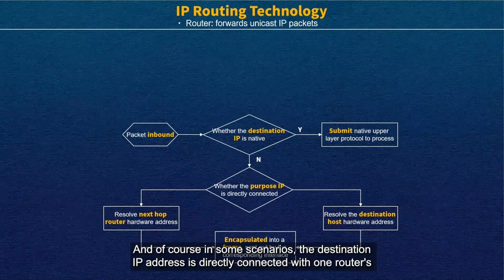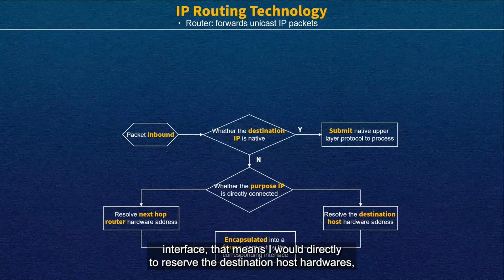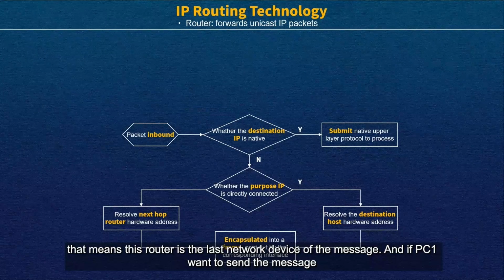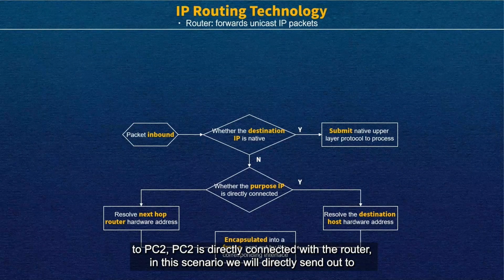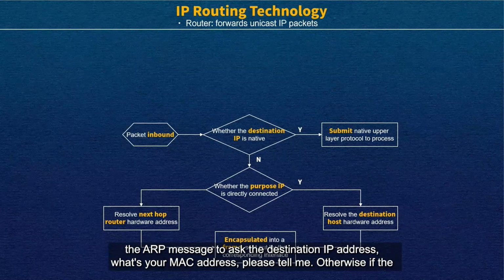And of course, in some scenarios, the destination IP address is directly connected to one router interface. That means I will directly resolve the destination host's hardware address. That means this router is the last network device for the message. If PC1 wants to send the message to PC2, and PC2 is directly connected to the router, then in this scenario I will directly send out the ARP message to ask the destination IP address: What's your MAC address? Please tell me.